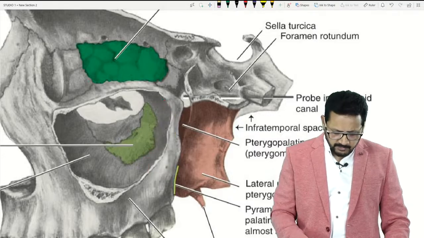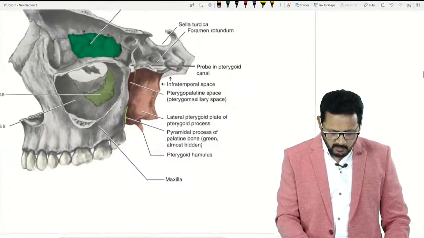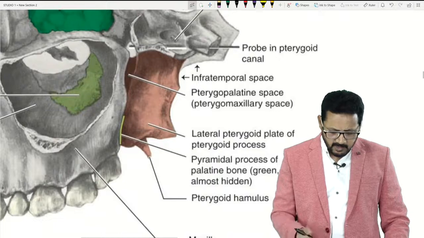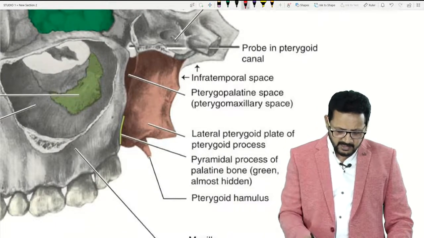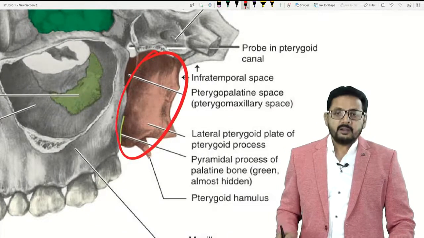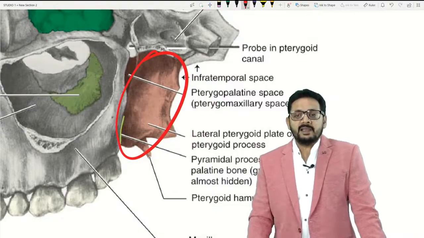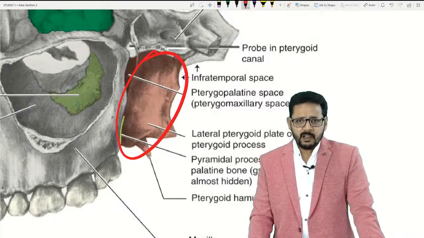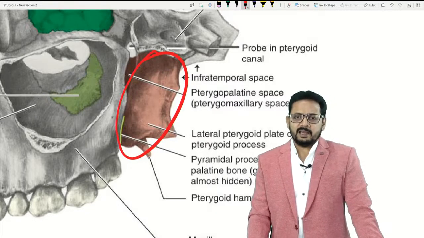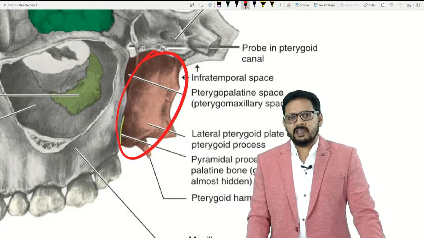So now moving on more posteriorly. Now what is this brown structure here? These are the pterygoid plates. Now, how to locate them clinically? How to locate them clinically is a more important question all of us have.